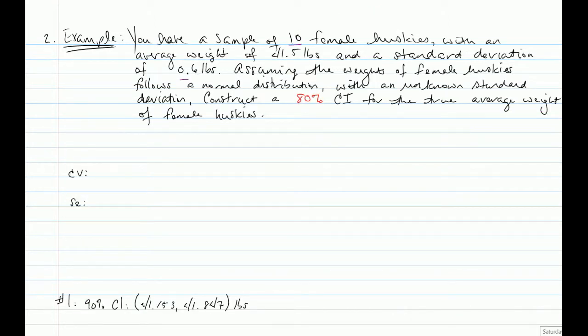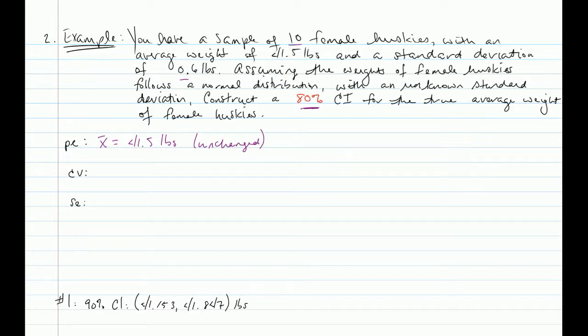So let's see our second example. We have a sample of 10 female huskies with an average weight of 41.5 pounds and a standard deviation of 0.6 pounds. Assuming the weights of female huskies are normal, with an unknown standard deviation, construct an 80% confidence interval. So the only thing that's changed here is our confidence level. So our PE, well, that's just still our x bar, our point estimate. So x bar equals 41.5 pounds. That's easy. That's unchanged from example 1.